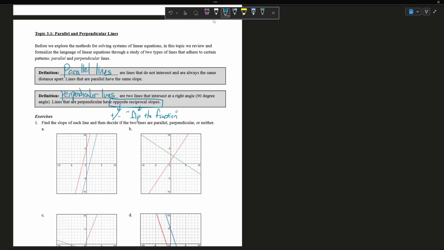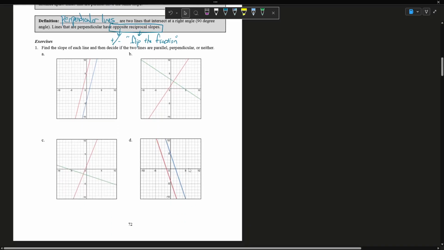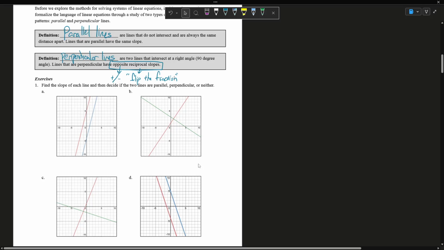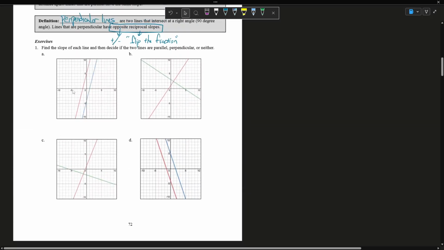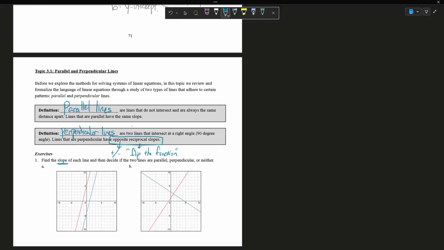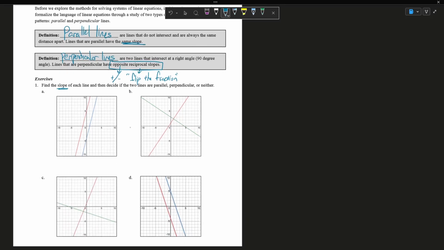So let's look at activity 1. For this, I'm going to go through it all together, but I may skip some. If you feel like you get it, just pause and work through it. And if you feel like you don't get it, continue watching the video and check your answers as we go. We're going to find the slope of each line, and then decide. Visually we could tell a good amount, but we want to prove it by finding the slope. For parallel, we must have the same slope. For perpendicular, we must have opposite reciprocal slopes. So let's look at it.